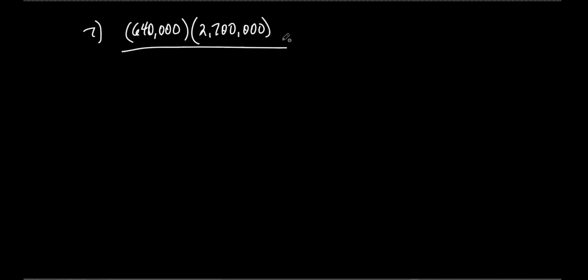It's kind of the same thing, except you're doing 3 of them, and then you're going to do some stuff. 640,000. This is what? 2,700,000. And this is 120,000.